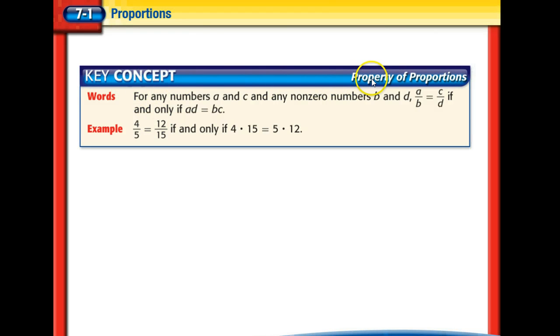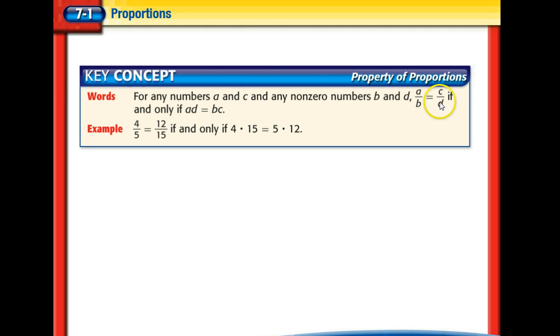Okay, key concept, property of proportions. For any numbers A and C, and any non-zero numbers B and D. Now, why they say that is you can't have a fraction with a 0 in the denominator. It just doesn't work. It's kind of one of those math laws, and having a 0 down here breaks the law. So a/b = c/d if and only if AD equals BC.